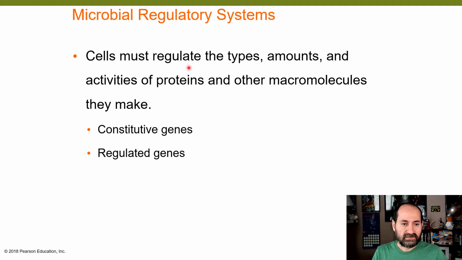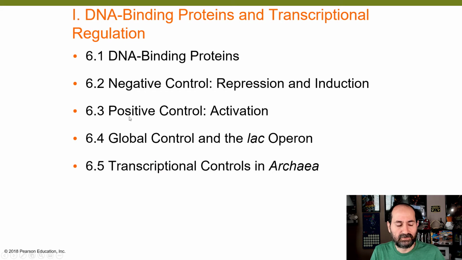Cells must regulate the types, amounts, and activities of proteins and other macromolecules they make. There are some genes within the microbe that are constantly expressed, and these are called constitutive genes. And then there are other genes that only need to be expressed when the organism needs to do a particular activity, and these are called regulated genes. So we're going to talk about the regulated genes mainly in this chapter.